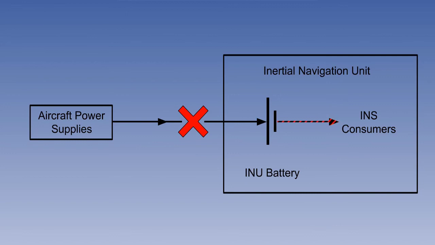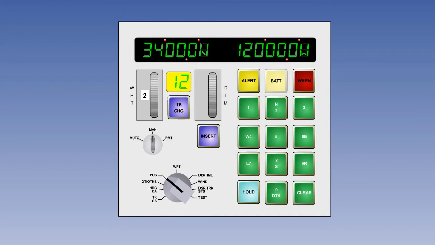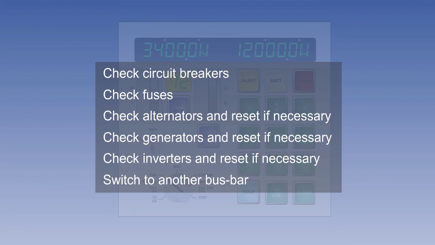This is indicated by illumination of the CDU bat light. The battery will last for a reasonable period of about 20 to 30 minutes, during which time the crew should attempt to reconnect aircraft main power. There will be a fault-finding checklist, which will vary from aircraft to aircraft, usually along the lines of check the circuit breakers, then check the fuses, then try resetting failed alternators, generators and inverters, and finally try switching to an alternative bus bar.